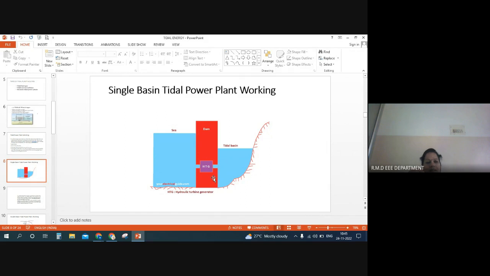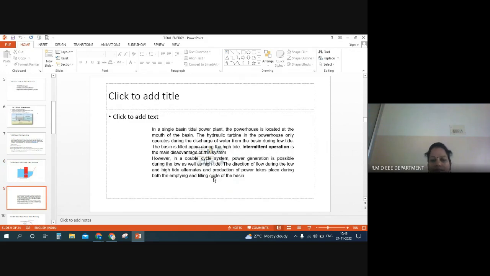And the single basin system has a main drawback, which is the intermittent power supply, and we can harness only about 50 percent of the available tidal energy. So this is the main drawback regarding your single basin system. Coming to the two basin system, whatever I explained is given over here in a single basin. The powerhouse is located, and the hydraulic turbine in the powerhouse operates during the discharge of water from the basin during the low tide, and this results in intermittent operation, which is the main drawback over here.